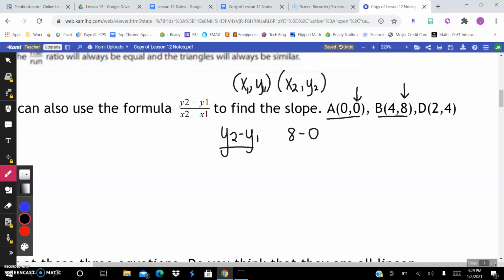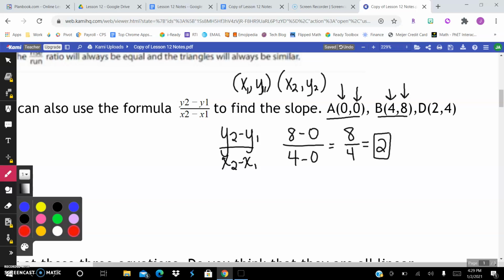And then at the bottom, at the denominator of this, we'll have x2 minus x1. And that means x out of the second point, which would be this 4. Minus, because that comes from the formula, x out of the first point, which is 0. And then we go and simplify this down. So 8 minus 0 on the top is 8, and 4 minus 0 at the bottom is 4. And 8 divided by 4 is 2. So the slope of that line is 2.